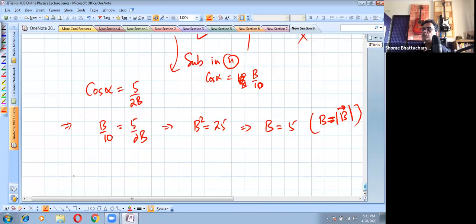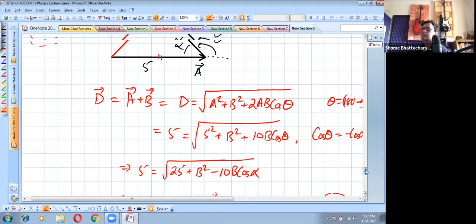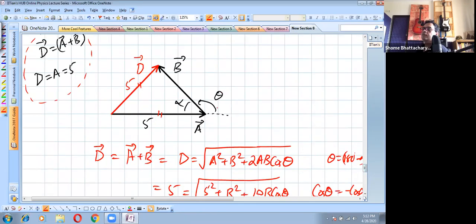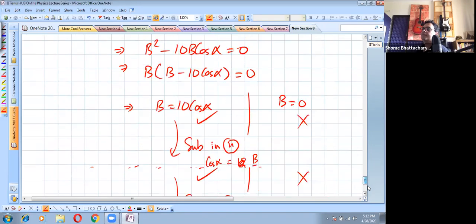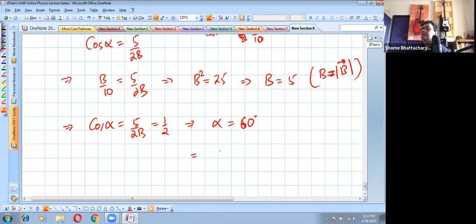Once I've got b, I also know cos alpha. Cos alpha is 5 by 2b, so that is becoming half. That means alpha is 60 degrees. But don't be fooled that alpha is the angle between A and B. No, that would be wrong, because you can see in both the triangles that the angle between A and B is an obtuse angle. So it is pi minus alpha, or 180 minus alpha. So theta, which is the angle between A and B, is 180 degrees minus alpha. So the correct answer for that part is 120.